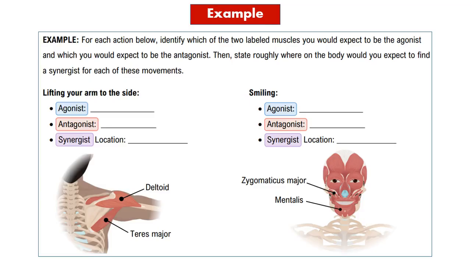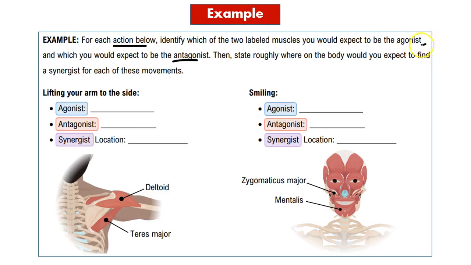Let's go ahead and get into an example. Okay? For each action below, that means a muscle action, identify which of the two labeled muscles you would expect to be the agonist and which you would expect to be the antagonist. Another way of saying this is, which one's going to contract and which one's going to relax? Okay?